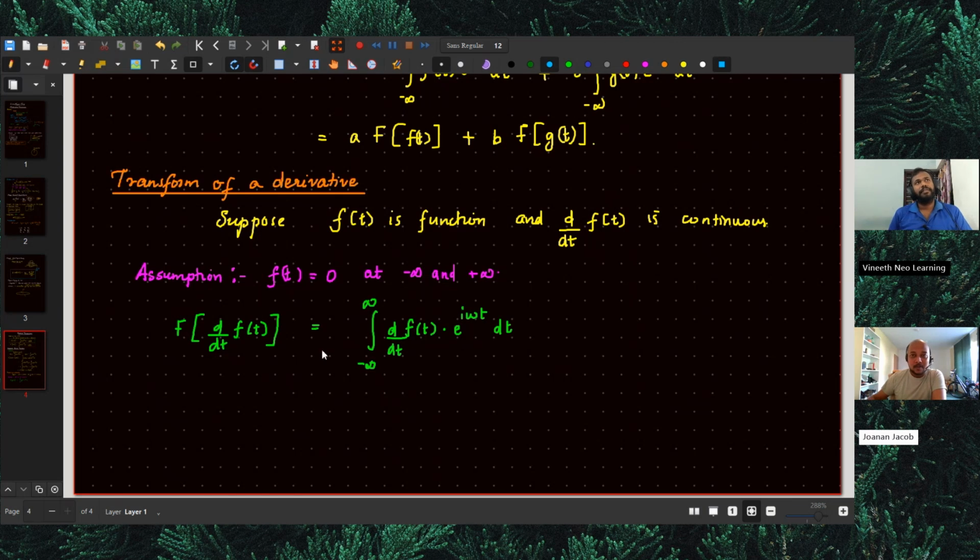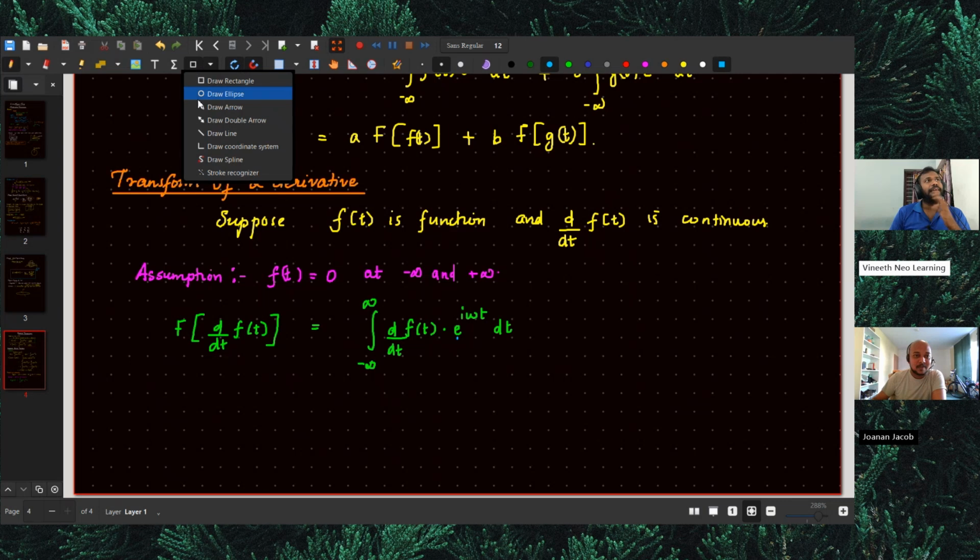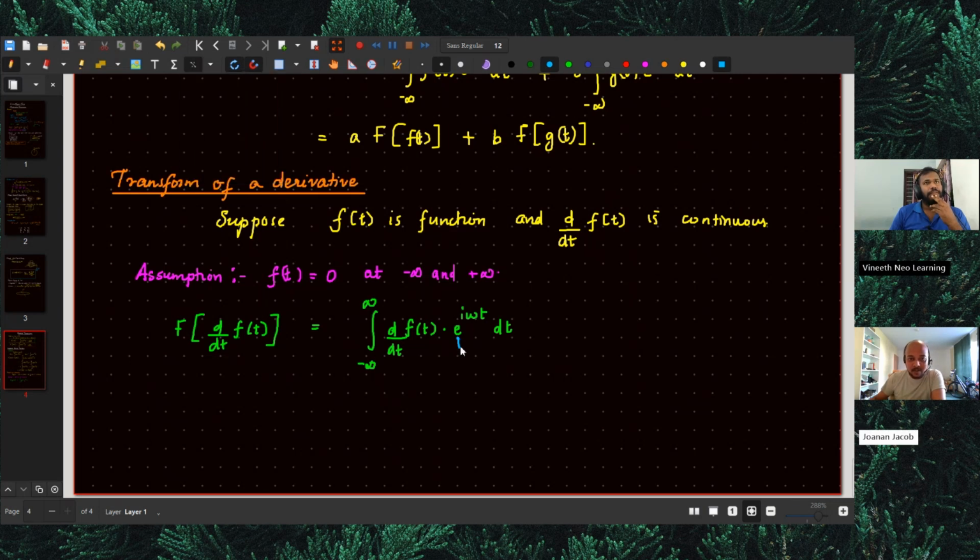So what should be the first function? We have to select one. I'll take this, e raised to I omega t, as my first. The derivative and the integral are the same. Yeah, I'll take this as my first function, and this as my second.